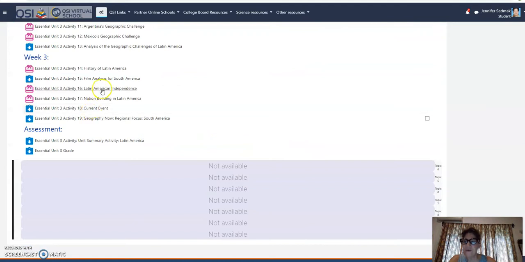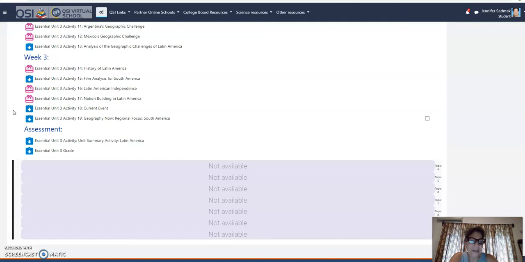Okay, so that's the first activity that you're going to do this week with that history of Latin America. Then in the next activity, you're going to have an option between two films. You're going to either watch a documentary called The Great Inca Rebellion, or you will watch a documentary called Guns, Germs, and Steel. Both of them are about the same amount of time in length, and they both cover a similar topic, and that is Spanish conquest of the Inca.